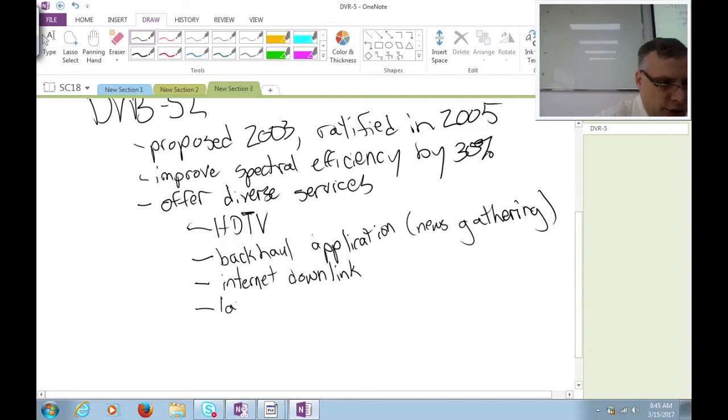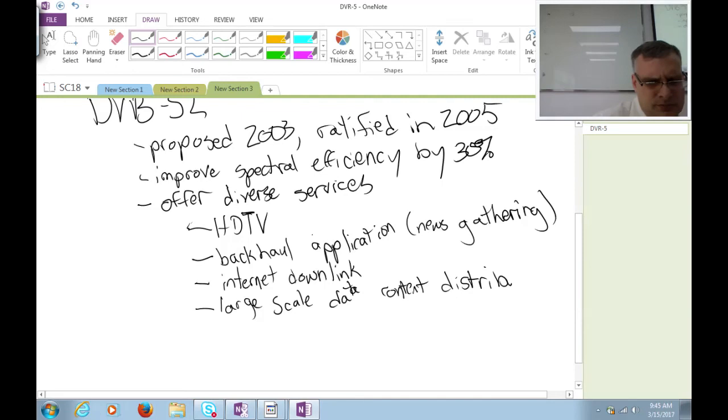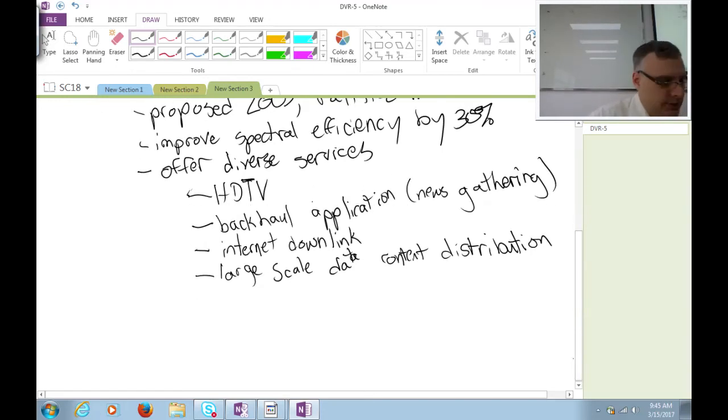And then large scale data content distribution. Sending newspapers electronically to people or something like that, where you're broadcasting data.